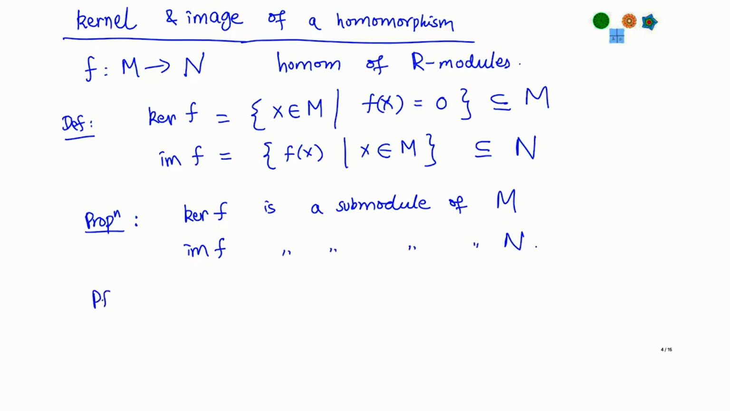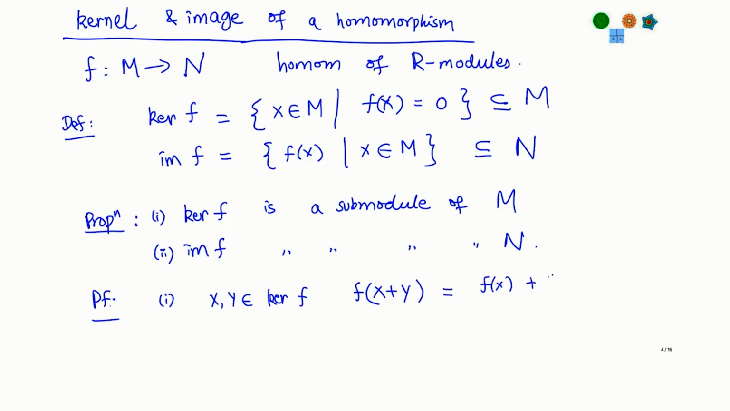Okay, so let me prove this. Well, I'll prove one of them, the other is easy. In fact, both are easy. So let's check that the kernel is a submodule, for example. What do I need to check? I need to check two things. First, closure under addition. If I take two elements x and y in the kernel, I need to check whether x plus y is in the kernel too. How do I check that? Well, I'll act f on it and see if it gives me 0.